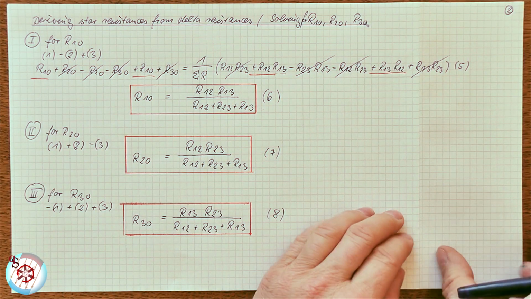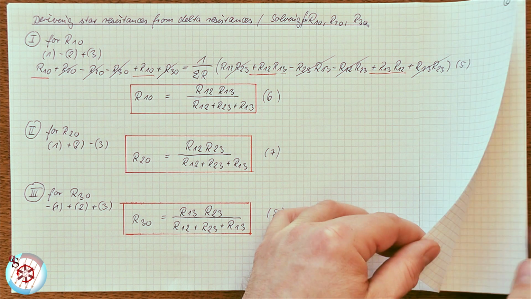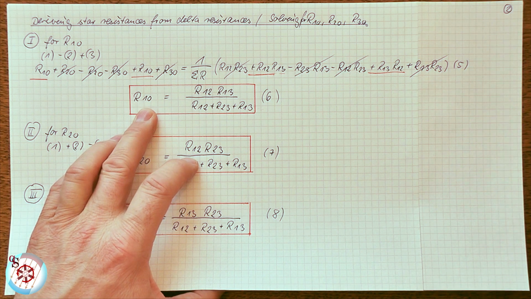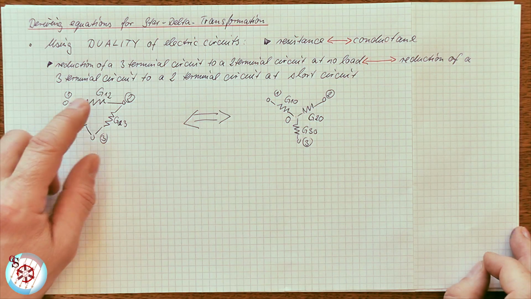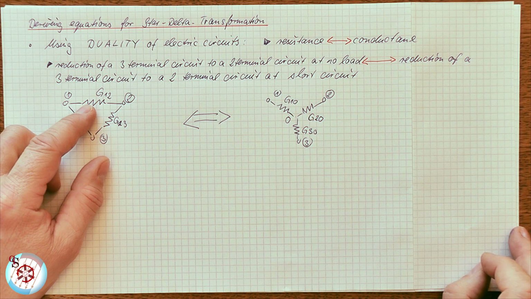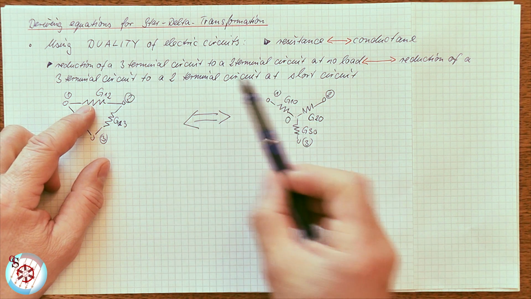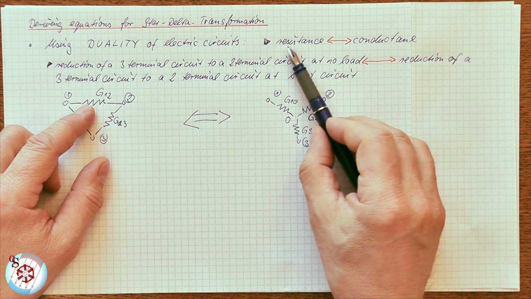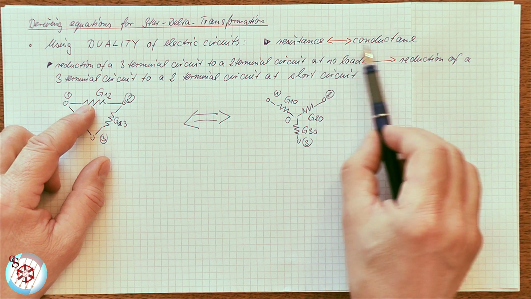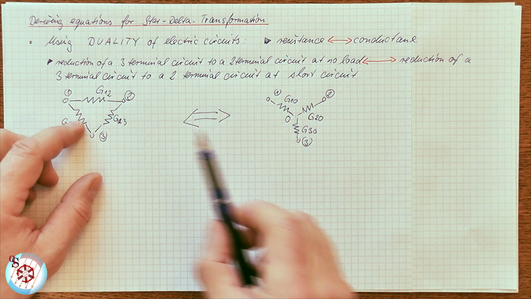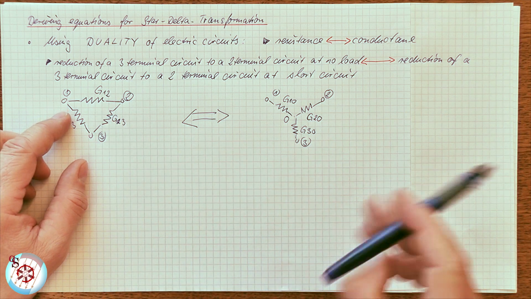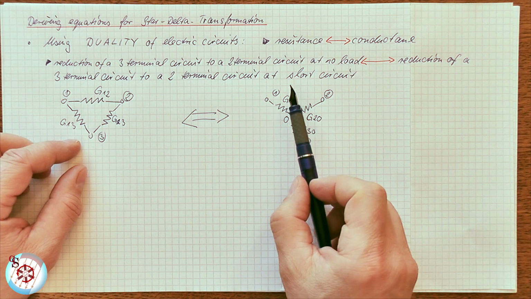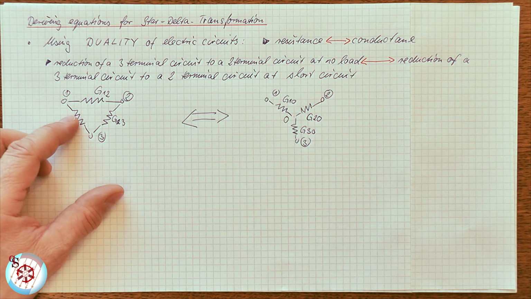If you have ever wondered why it is so different if you calculate not for the star resistances, but for the delta resistances? If you want the same structure for those equations, you have to use the duality of electric circuits. You start inverting the structure and the values. Instead of resistances, you use conductances. And of course, I explained that for deriving R10 and so forth, we used the reduction of a 3-terminal circuit to a 2-terminal circuit at no load.